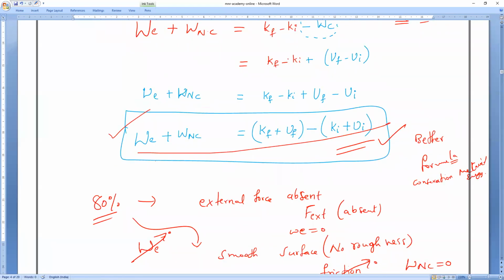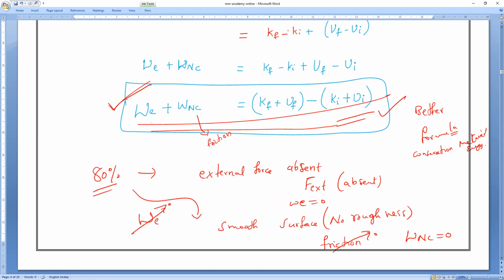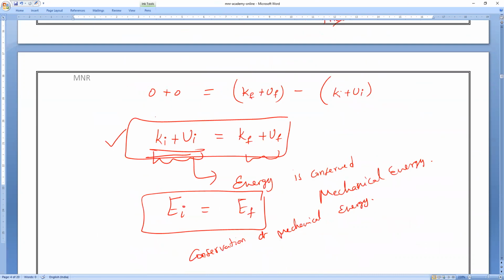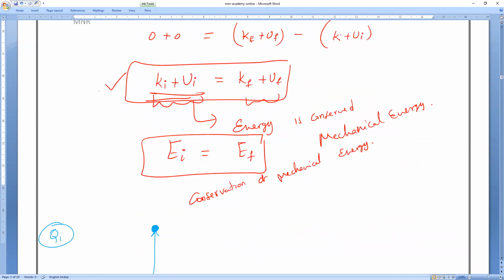You have to use this formula when external force is present or work done by non-conservative forces. That means when there is friction, you have to use this formula for conservation of mechanical energy. Please mark it. If there is no non-conservative force, which formula do you have to use for numericals? This formula. If there is no work done by external force and no work done by non-conservative forces, this is the formula we prefer.